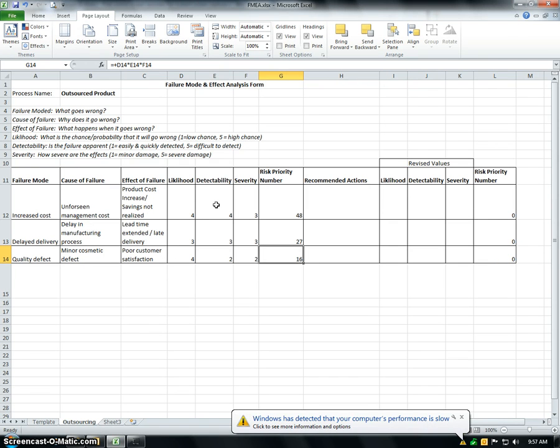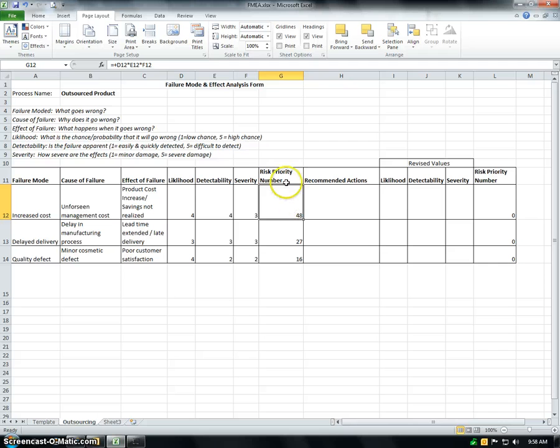Detectability was a 4. It means it was hard to detect until it already happened. It's unforeseen, so almost by definition, the detectability would be high. You don't really know what's happening until it's almost too late. Severity was a 3. We're not talking about any loss of life here. It's not that your whole business goes bankrupt. It's that some product that was outsourced doesn't realize the savings. So, kind of middle of the road in terms of severity. And then again, for the risk priority number, we multiply the likelihood times the detectability times the severity.